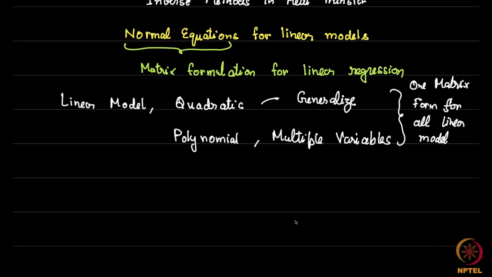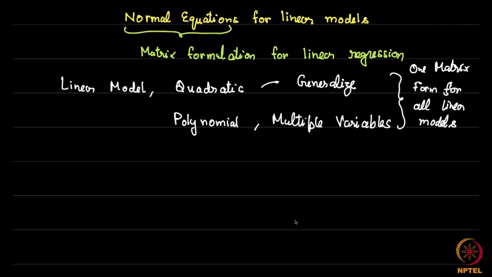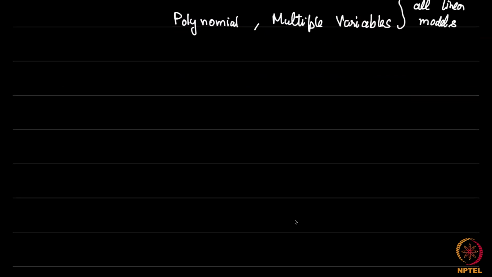In the future videos for this week, we will also see that the same form can be used for things that look nonlinear, but can be linearized. So let's proceed with this matrix formulation. Recall what we had. I'll write this as a table. Recall what we had as the general linear model.